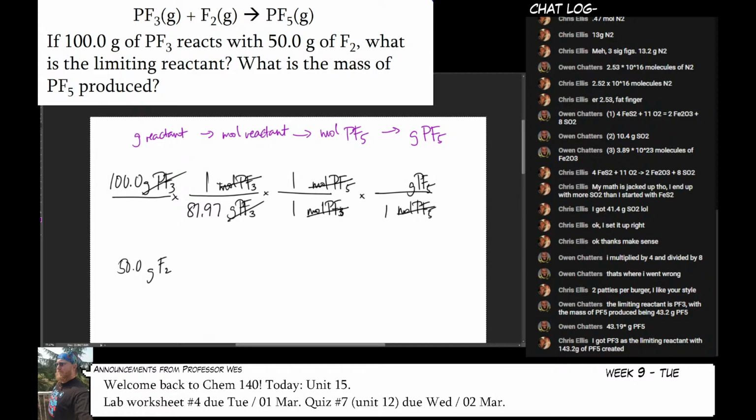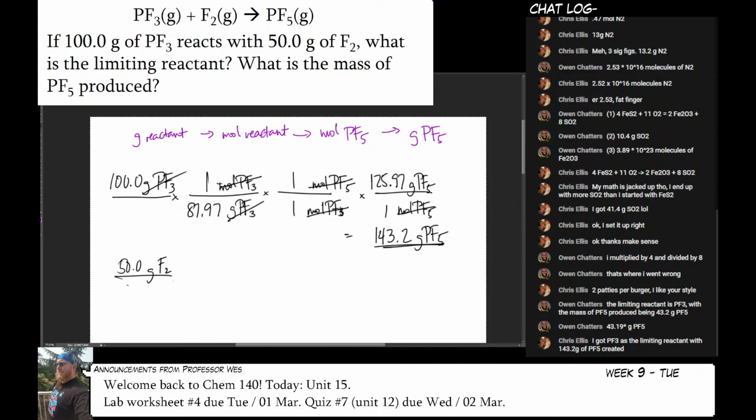Okay, how many grams of PF5 are in a mole? We'll just go boop. There we go. 125.97 is what I got there. And so we'll punch all that in the calculator. And for this, I got a total of 143.2. So there's our result for the first one.